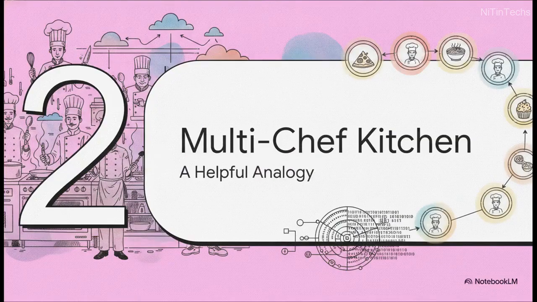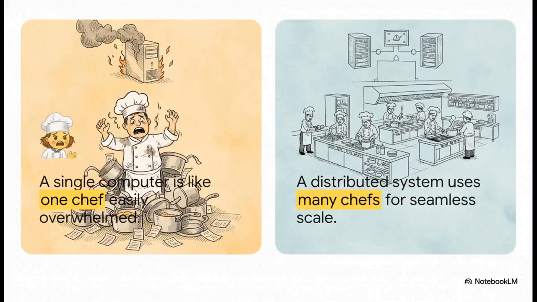Moving right along to section 2, the multi-chef kitchen analogy. Okay, so think of a single computer as a restaurant with exactly one incredibly talented chef. That single chef takes the order, chops the vegetables, cooks the meat, plates the dish, and rings the bell. Now, that works great for a cozy little cafe. But what happens when 1,000 hungry customers show up at the exact same time? That single chef is completely overwhelmed.